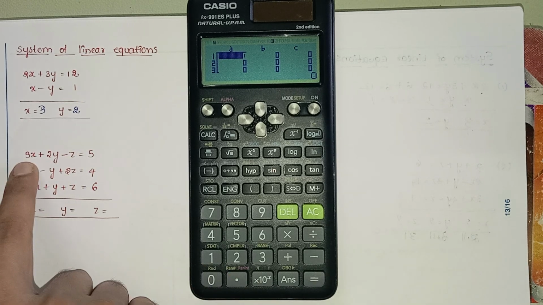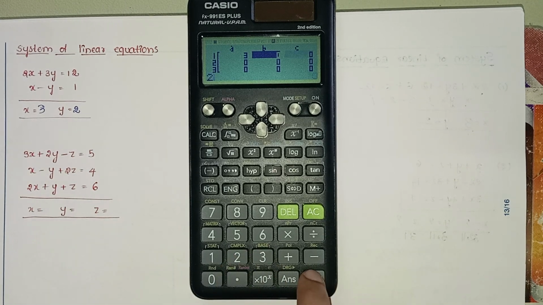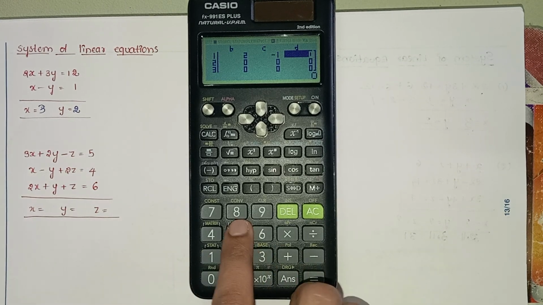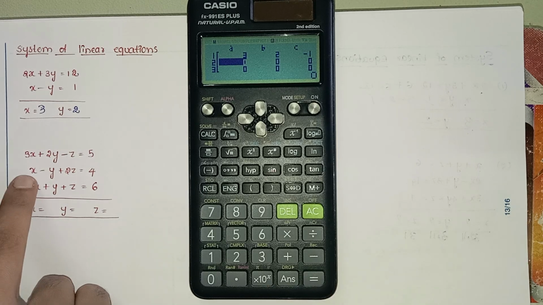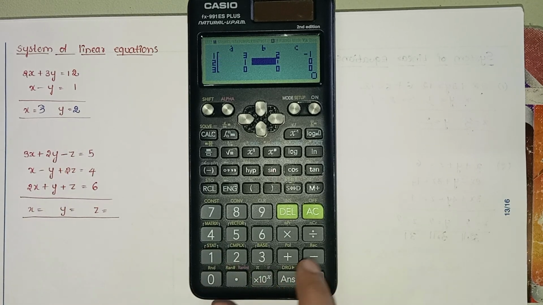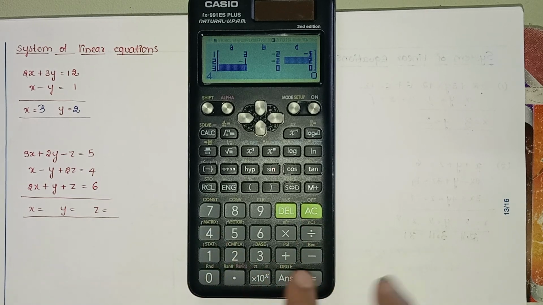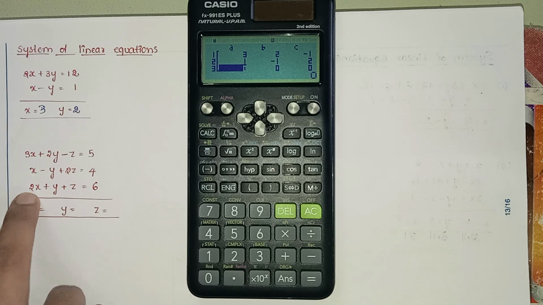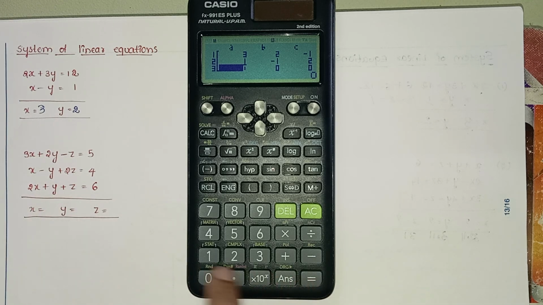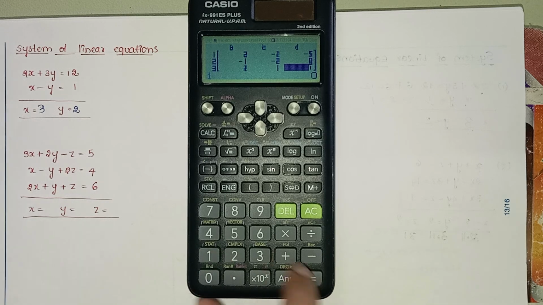The first equation is 3, 2, -1, 5. The second equation has 1, -1, 2, 4. The third equation is 2, 1, 1, 6.